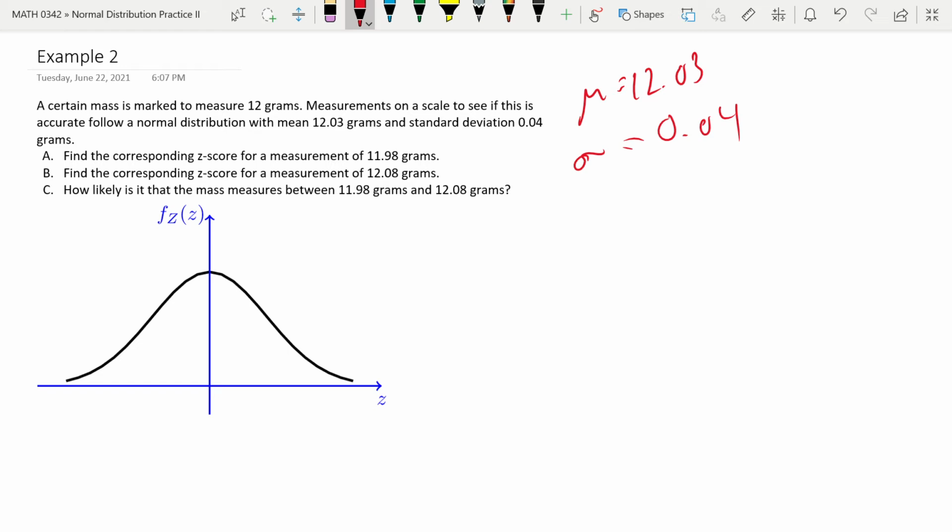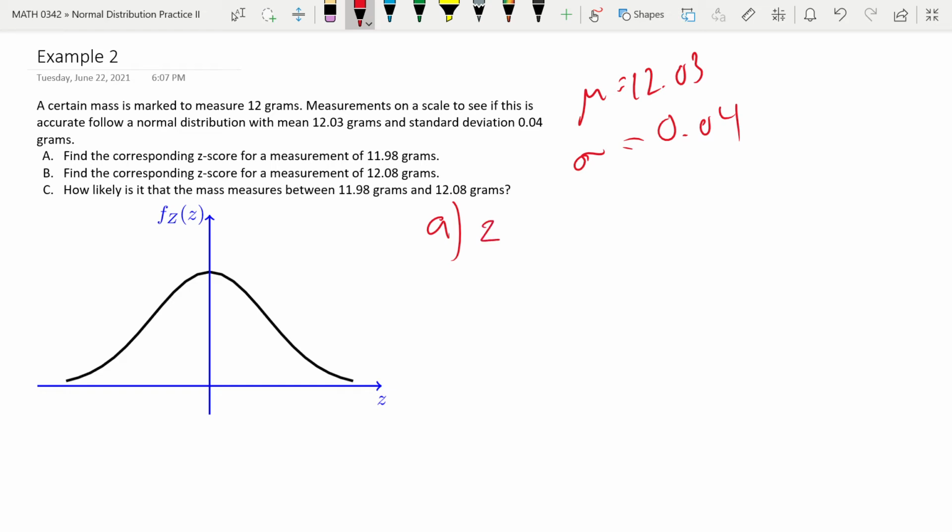The question will tell you everything that you need. There is no need to search any deeper than you need to. No need to have any question of it. The question tells you exactly what measurements you have. So we have two questions here. Part A says to find the corresponding z-score for a measurement of 11.98 grams. So in this case, 11.98 plays the role of our x. That is the data point that we're looking at, and we want to get an associated z-score.